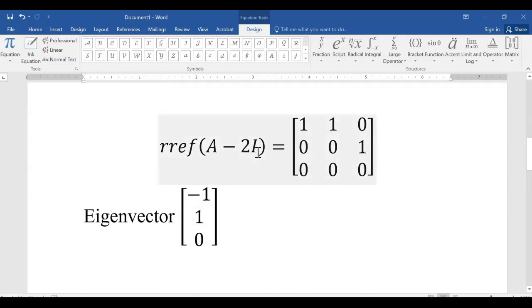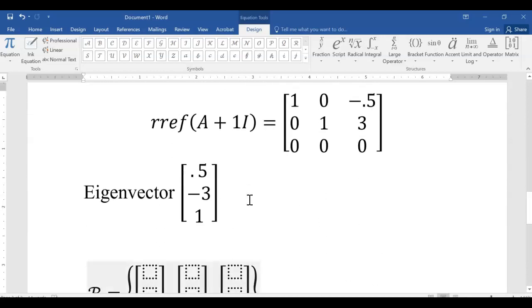When you do A minus 2 times the identity, I got this matrix. So x1 has to be negative 1 times x2. x2 is free. x3 has to be 0. So negative 1, 1, 0 is my eigenvector corresponding to eigenvalue of 2.